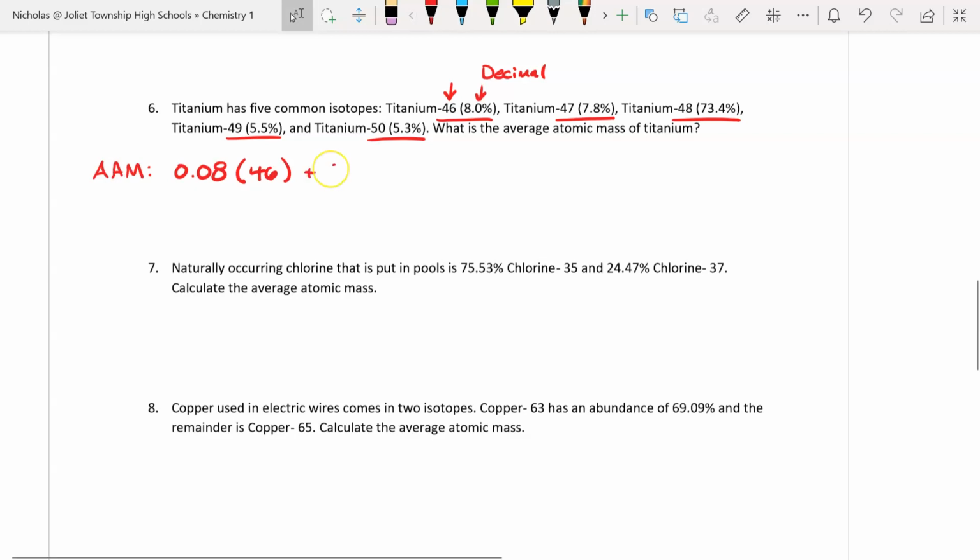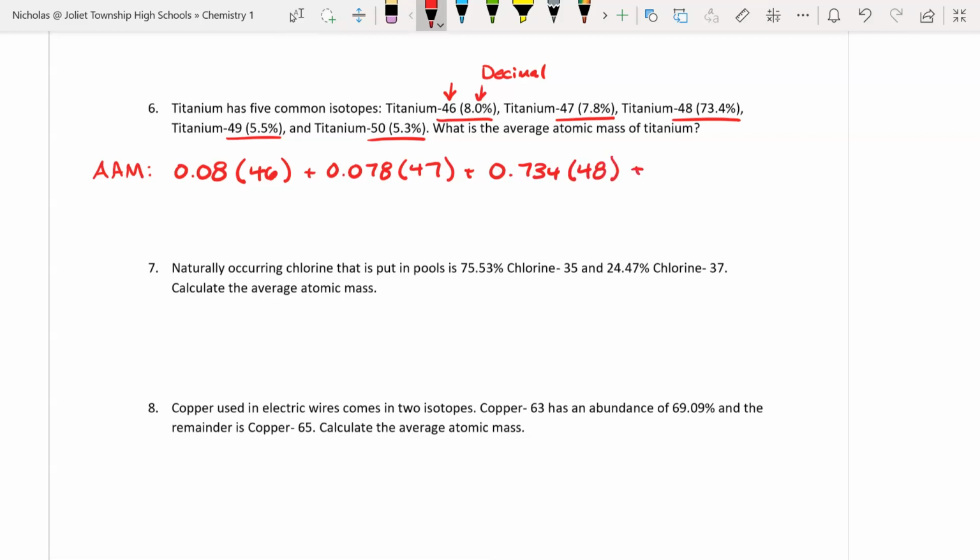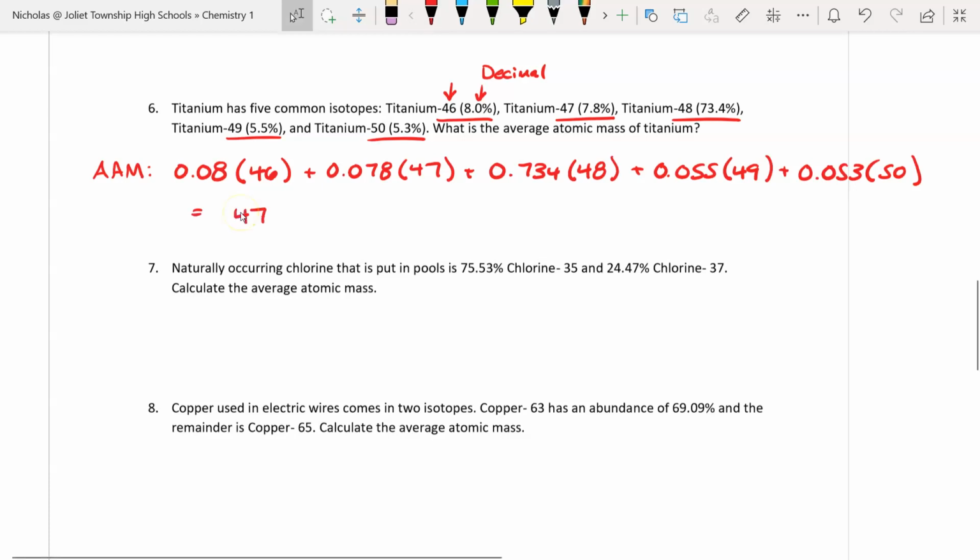I'm going to add that to 0.078, which is the second percentage as a decimal. Multiply that by 47. And then the third one is 0.734, and 48 is the mass number. And then 0.055 multiplied by 49. And then I have one more to squeeze in here, 0.053 multiplied by the mass number of 50. And when I carefully enter that into my calculator and crank out the numbers, I get 47.92 AMU.